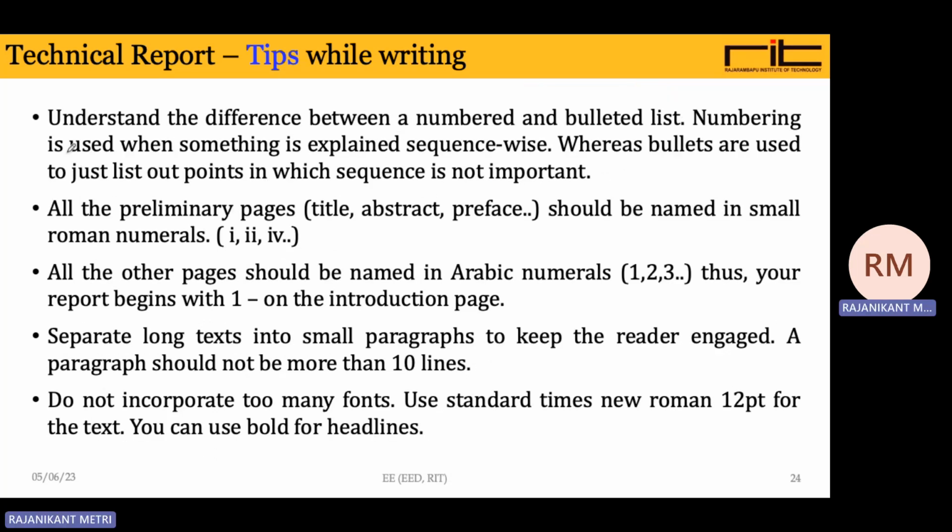Next, understand the difference between a numbered and a bulleted list. Generally we click on the bullet option or sometimes the numbered list. A numbered list is used when something is explained sequence-wise. If there are steps and those steps should be followed in sequence, then you can use numbers: step 1, step 2, step 3, like that. Whereas bullets are used to just list out points, and it does not matter whether these are in sequence.